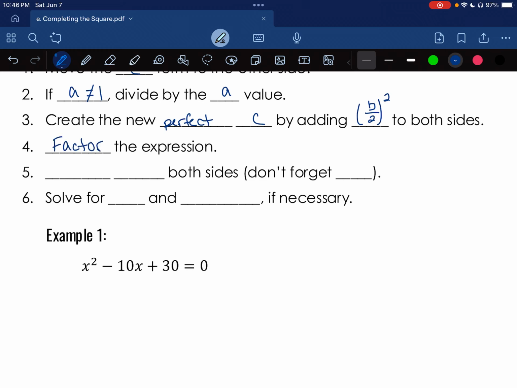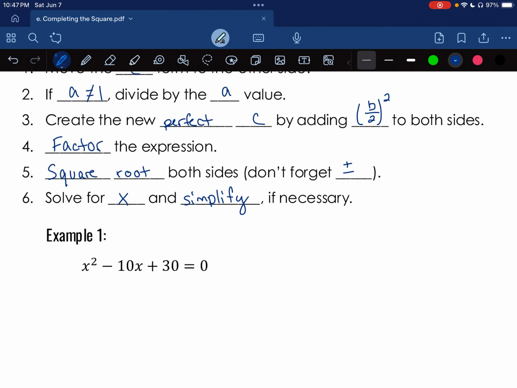All right, after we factor the expression, the reason we wanted to do that, why we wanted it to factor as one quantity squared, is so that we can square root both sides. Not forgetting plus or minus, of course. Then we're going to solve for x and y if necessary. Right? Sometimes there's a lot going on in that radical that we have to deal with, or maybe there's a radicand that has perfect square factors.